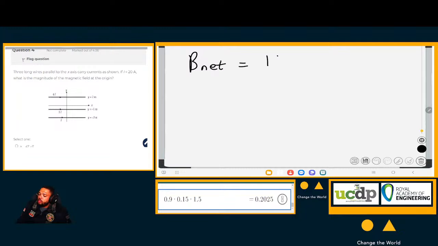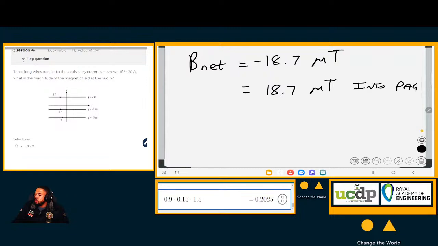So B net is negative 18.7 microtesla. So that is 18.7 microtesla into the page. And 18.7 is approximately 19 microtesla into the page.